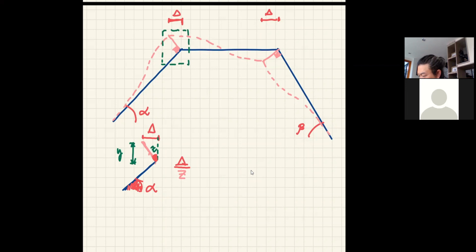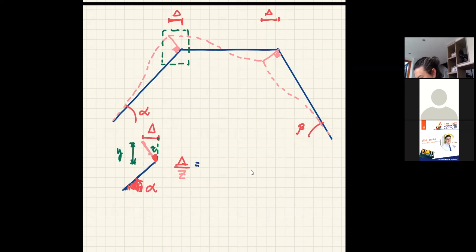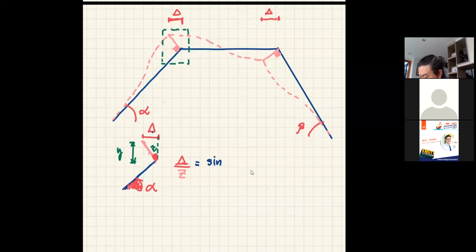It's sine, right? It's this divided by that. Z is this. We want Z, so this is Z, the pink one. That is Z. So it's sine alpha.